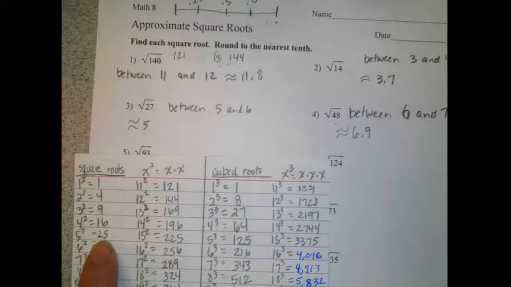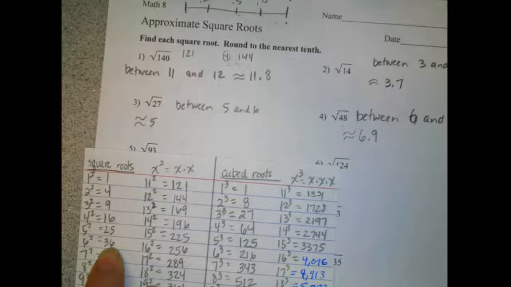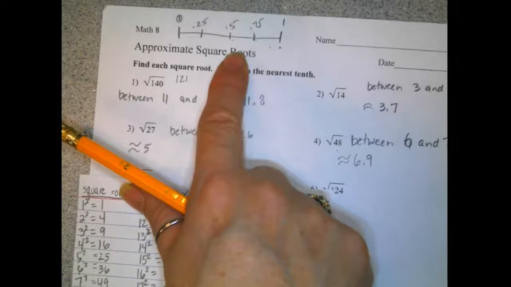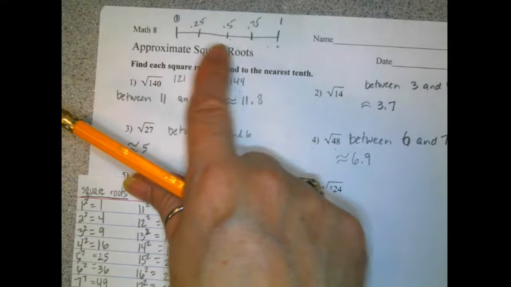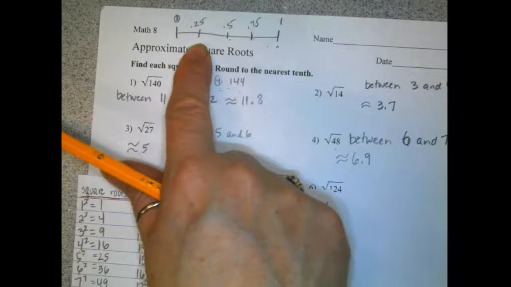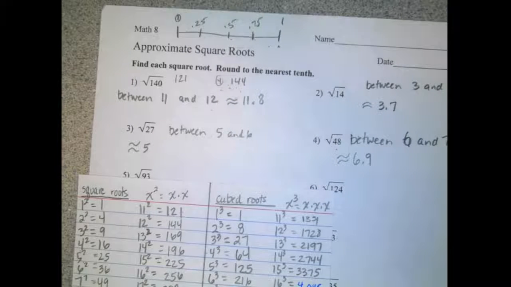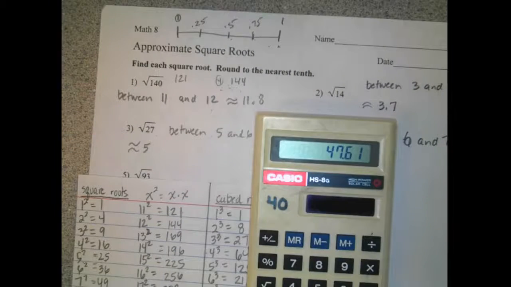Is it closer to 25 or closer to 36? Kevin? Closer to 25, so it's going to be on the bottom end, right? The bottom half of my scale, right? So what do you think? What do you want to try? 5.25?